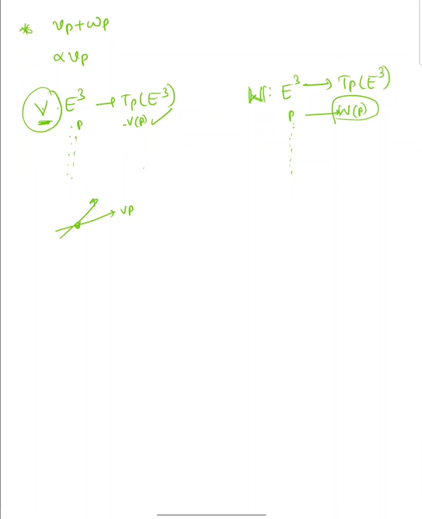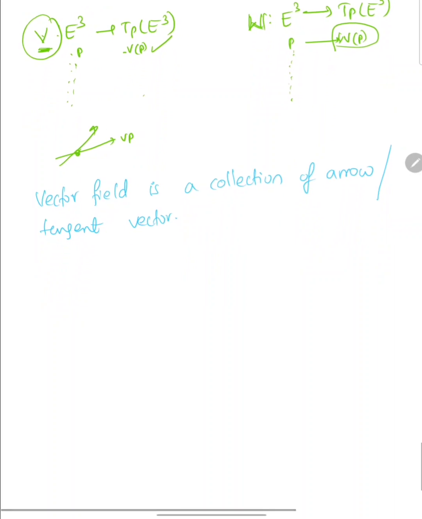A vector field is nothing but a collection of arrows, or tangent vectors. Therefore, they can be added. Hence, in turn, the vector fields V and W can be added. So V plus W is possible, and is also a vector field.